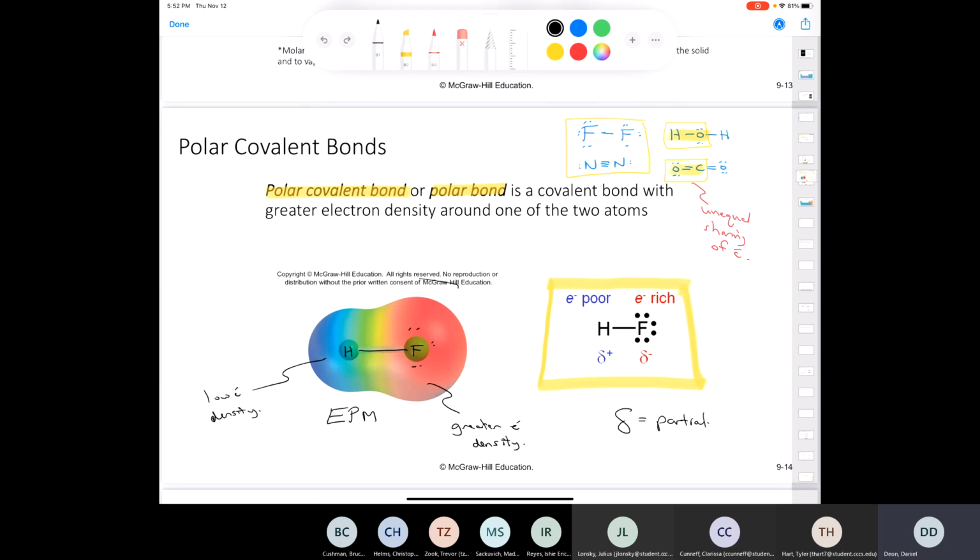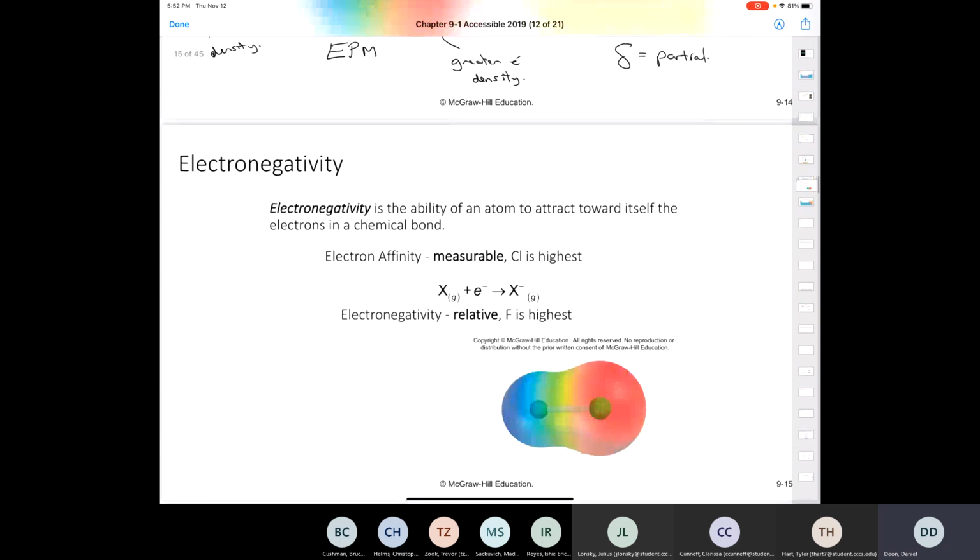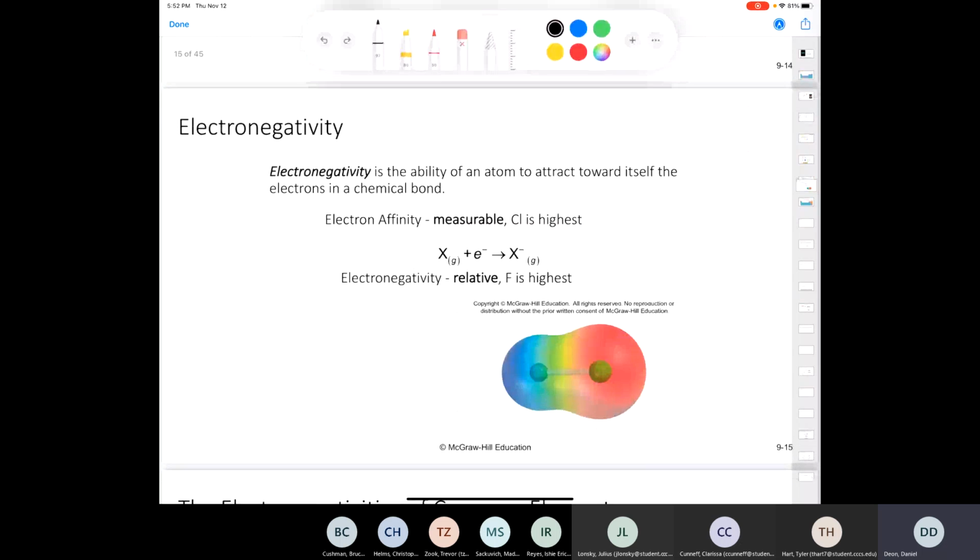Now you might be wondering, why would one element have a propensity to pull electron density towards itself? Well, that is what we call electronegativity. Electronegativity is the ability of an atom in a bond to attract electron density towards itself. Notice it says here in my notes, the ability of an atom to attract towards itself the electrons in a bond. So bonding is key here.